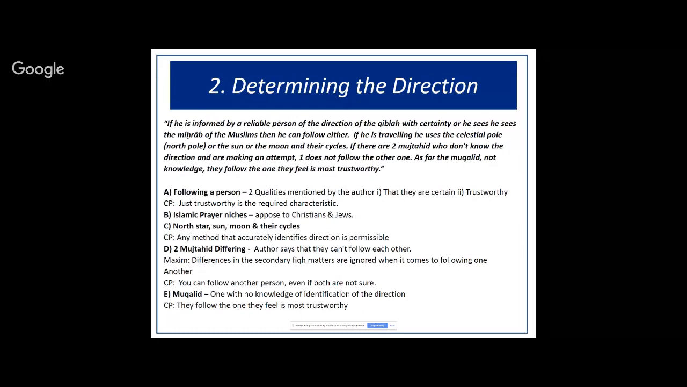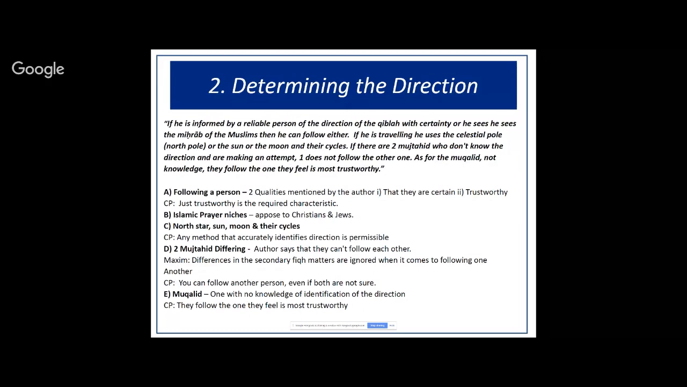Obviously these are the classical methods, but really the classical position is that any method that accurately identifies the direction is permissible, because the objective here is to find the direction of the Qibla. Any method that does it accurately, that's what we're going to follow. An important point to mention is that Islam is for everybody. It's not just for the technical minded. It's for the simple people as well, people who don't have access to technology. A method has to be practical for all people.